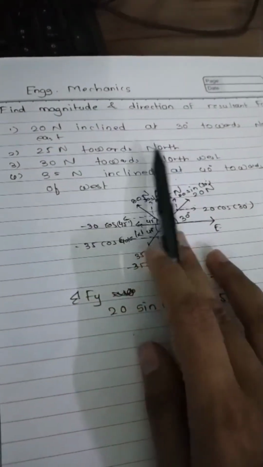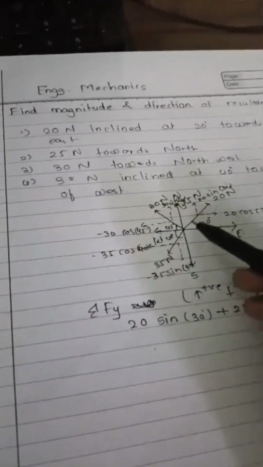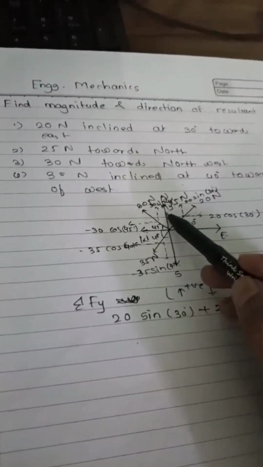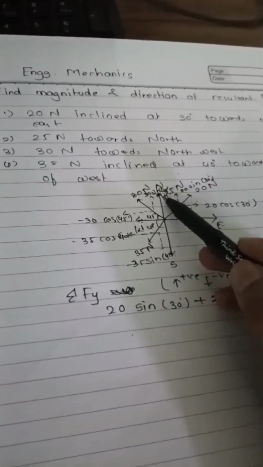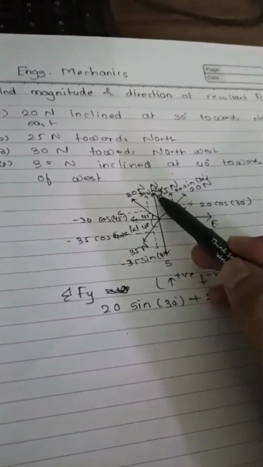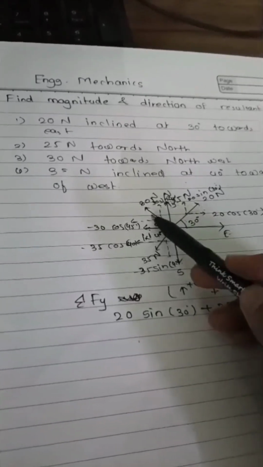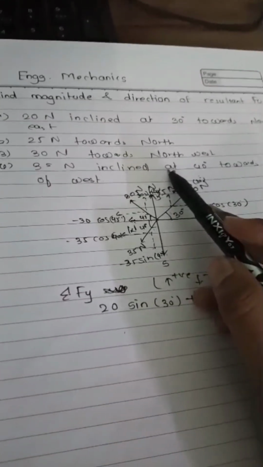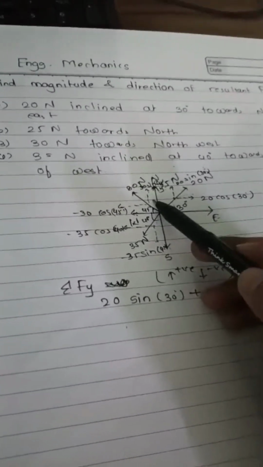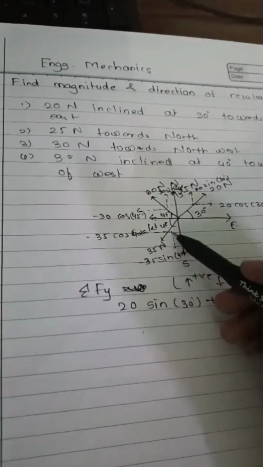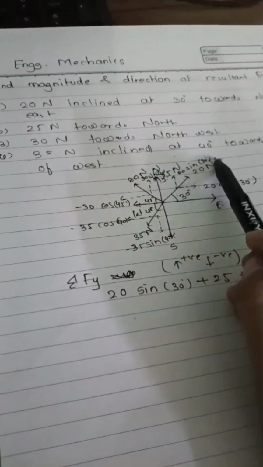First is 20 Newton inclined at 30 degrees, meaning it lies in the first quadrant with an angle of 30 degrees, then 20 Newton. Second one is the 25 Newton towards the north, meaning upward direction on the positive y-axis. Third force is the 30 Newton towards northwest. Here the angle is not mentioned, so we take a 45 degree angle for this force, that is 30 Newton. And the last one is the 35 Newton inclined at 40 degrees towards the south of west, which lies in the third quadrant with an angle of 40 degrees.